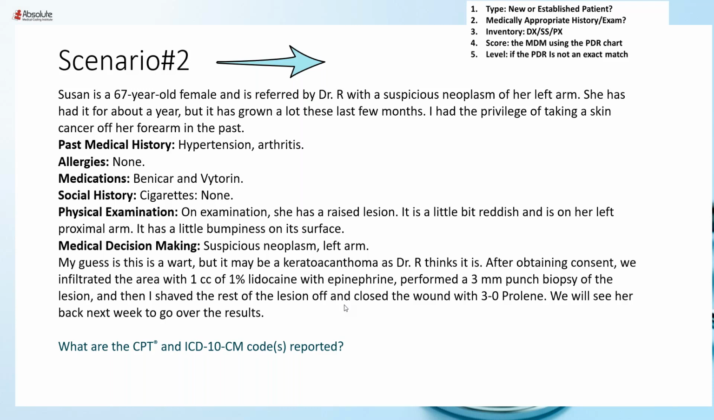Keratoacanthoma. Keratoacanthoma. Miss Takima did a great job with that, as Dr. R thinks it is.